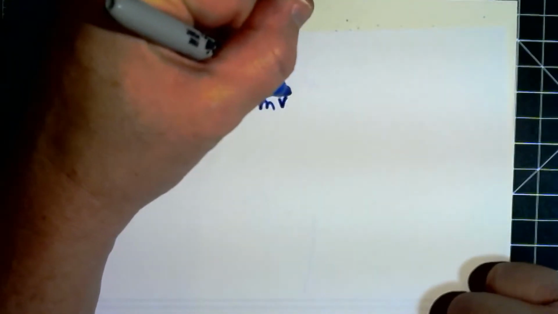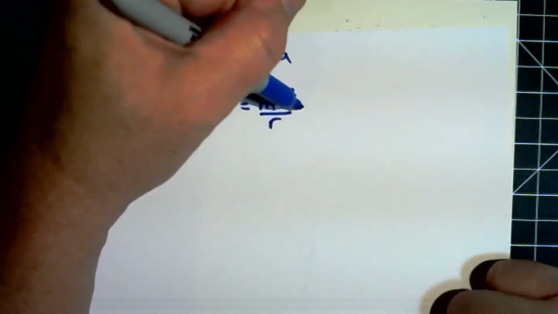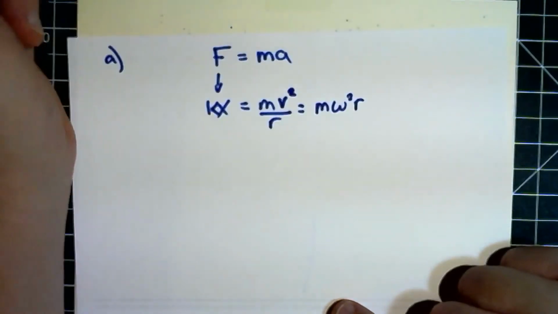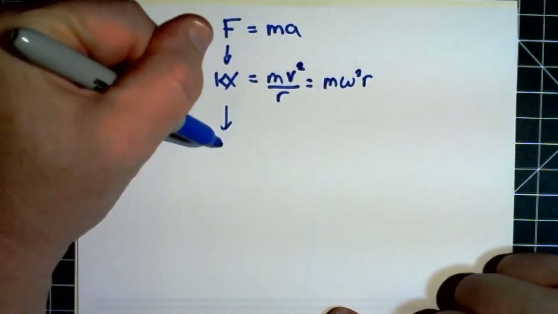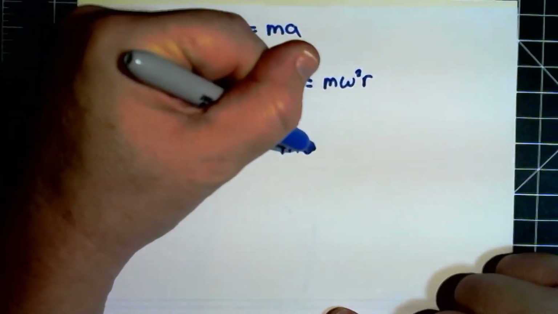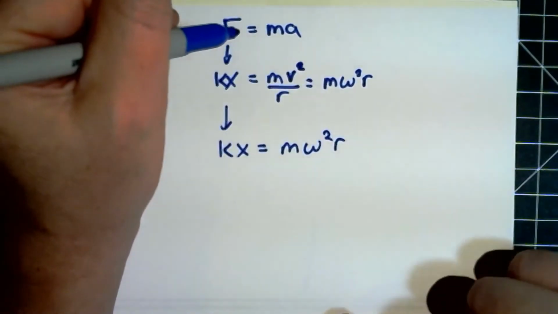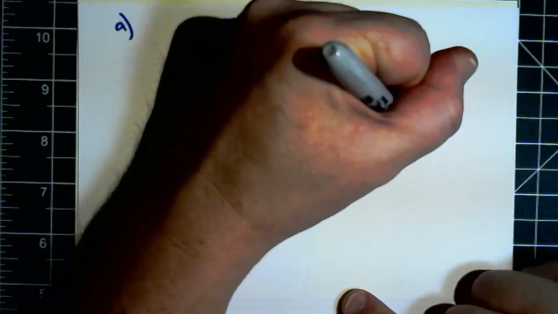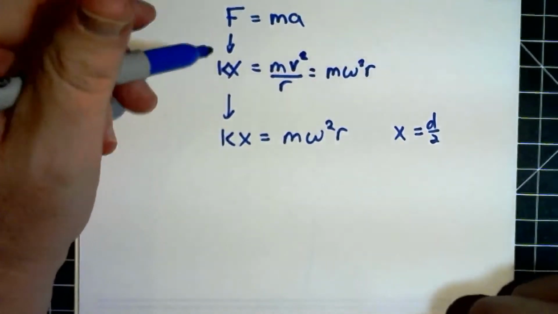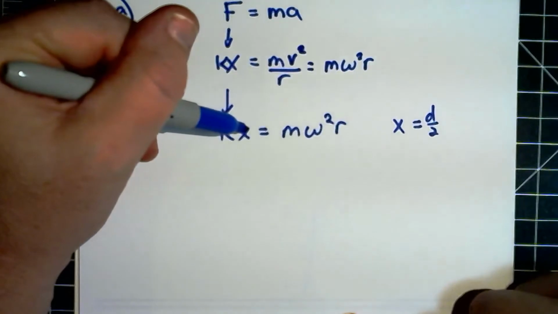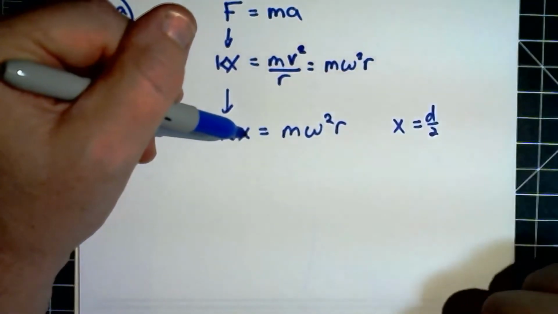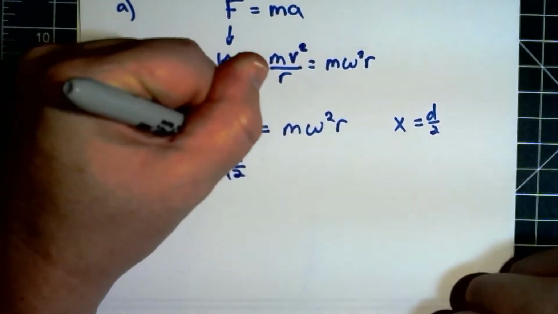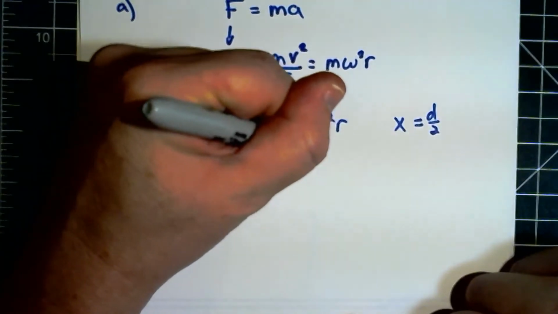So this is v squared over r. Or if you like it better, because we're talking about omega, you could also say it's m omega squared times r. So what I've got is kx equals m omega squared times the radius. If you remember, from the problem statement, x was d over 2. That's how far it stretched. So I'm going to make that substitution for x, and then all I need to do is solve for the variable k. So I'll have k times d over 2 is equal to m omega squared times r.